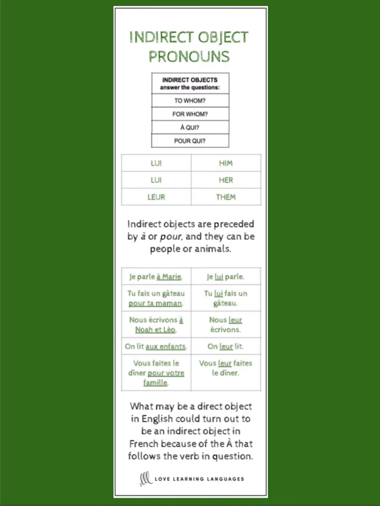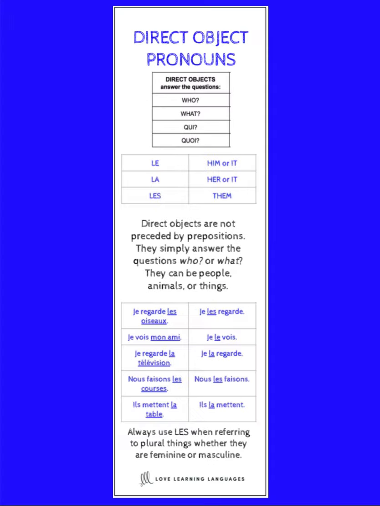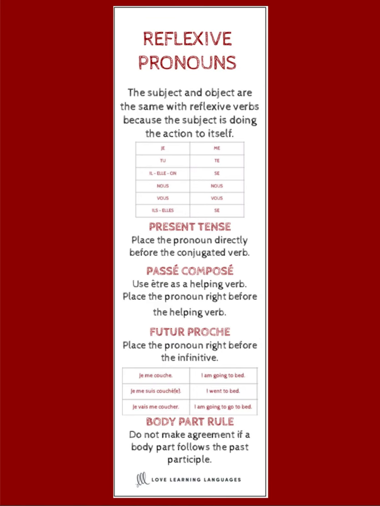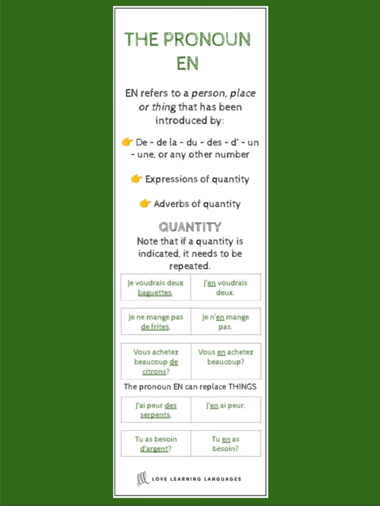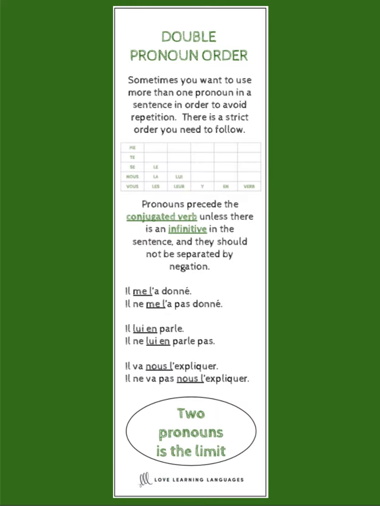If you are not a paper person and you don't want to print all of these out, I also have these forms right here that I'm showing you, and they're all labeled, they're all named. This one, for example, would be named direct object pronouns. So you can use them online and just pull up direct object pronouns or reflexive pronouns, the pronoun y, the pronoun en, whatever you need. You can just pull it up when you need a quick reminder.